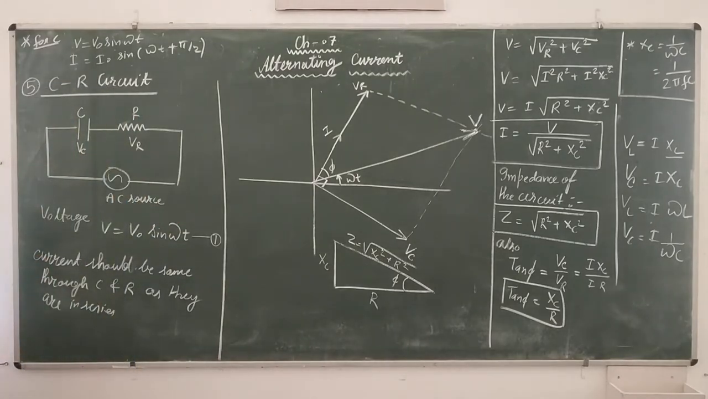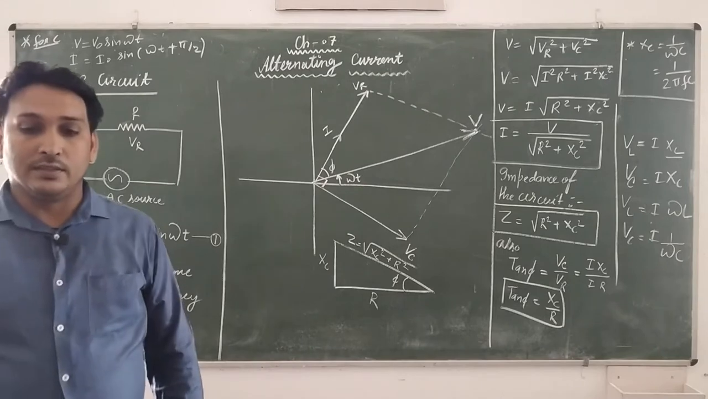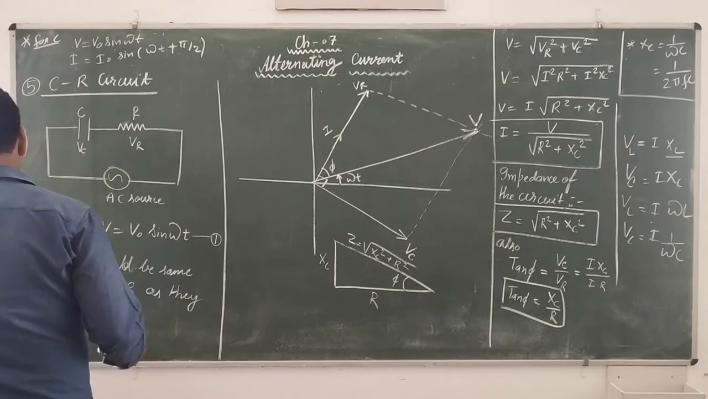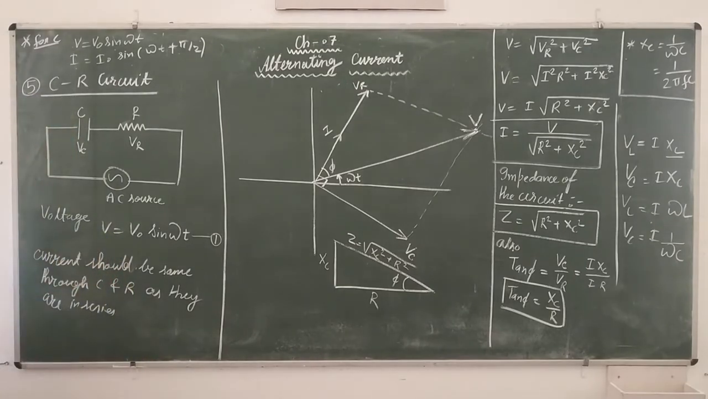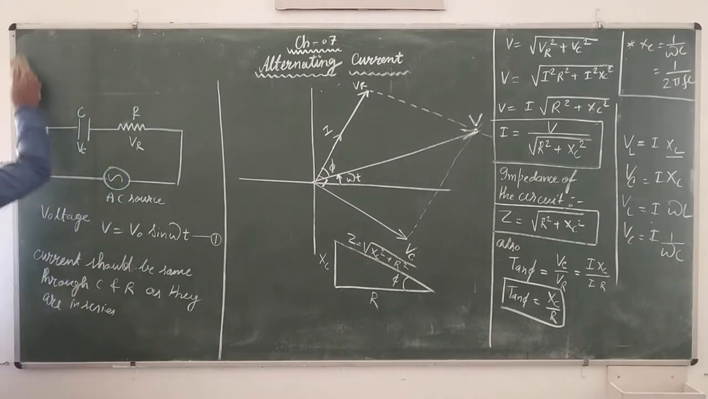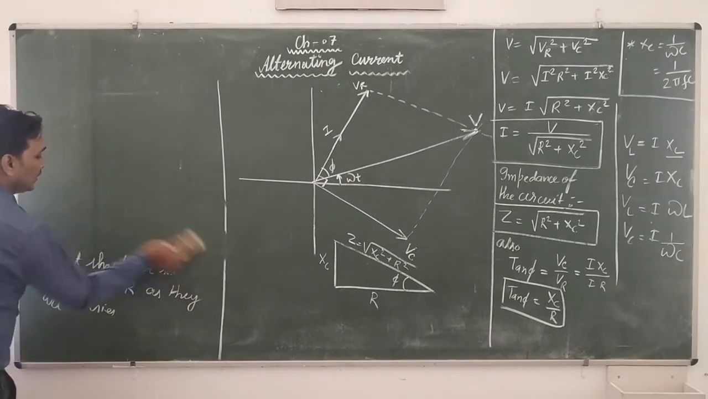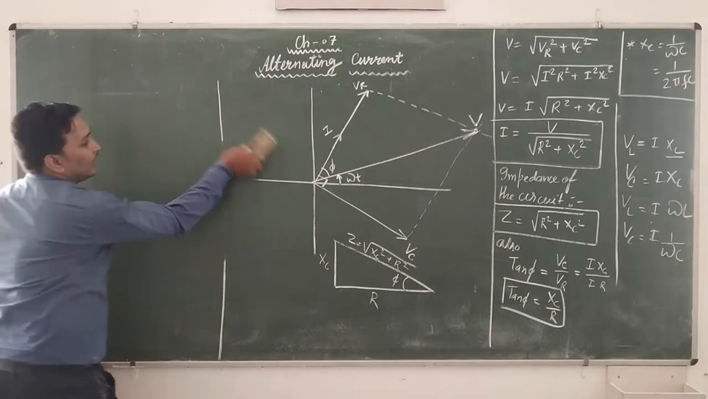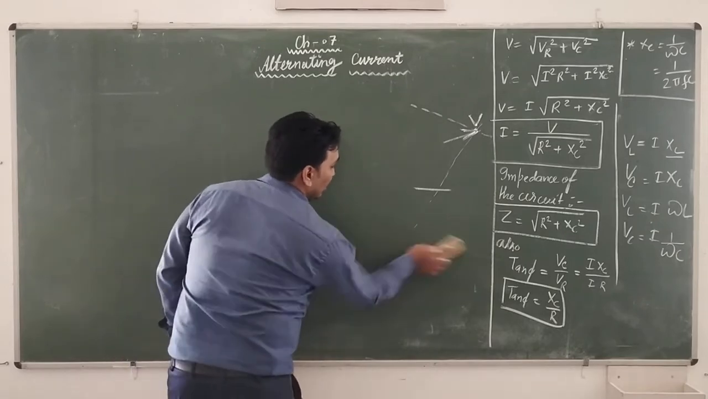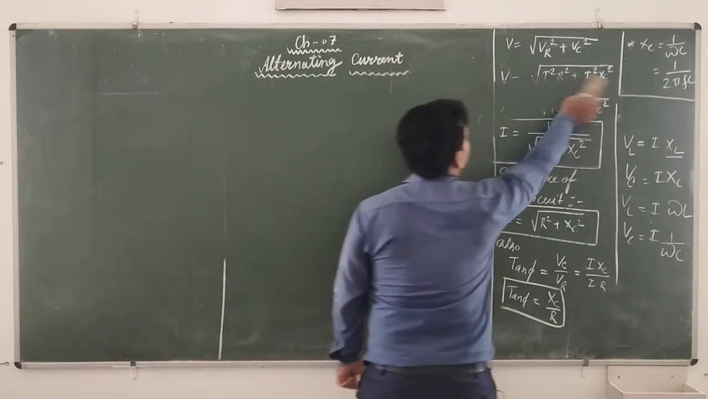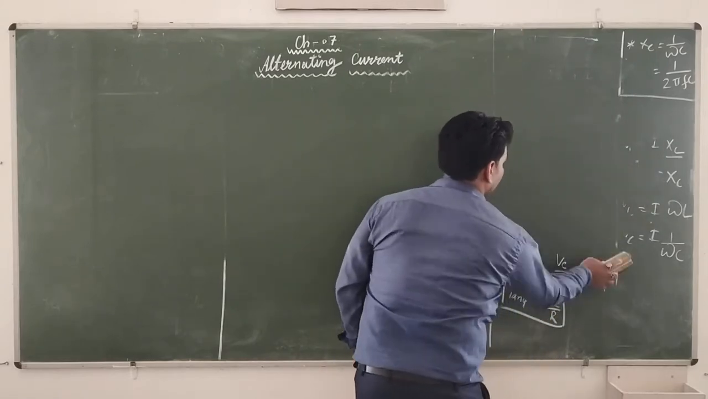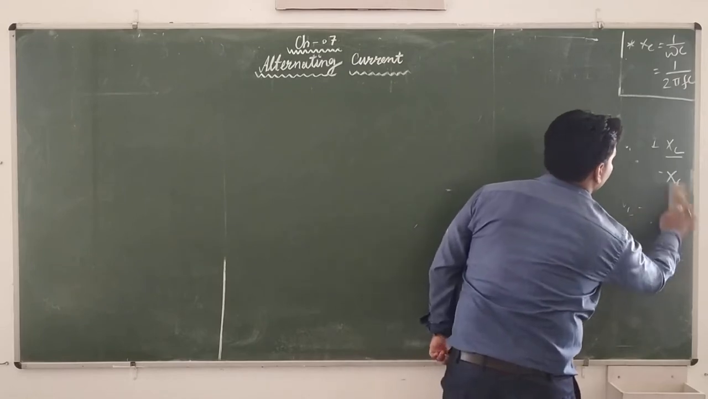Now we are going to do the combination of all three, that is the LCR circuit. The combination of L and C we will study later on in LC oscillations. Today we are going to study the combination of all three, and all three means we are going to study the LCR circuit. Let me remove all this. Let us proceed.